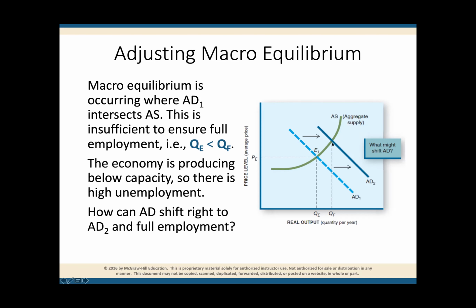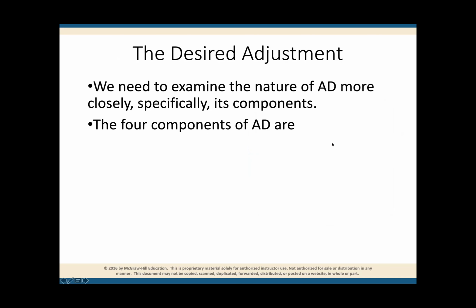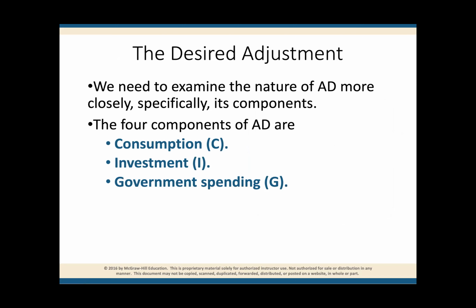So again, we're trying to understand how the government can manipulate these components. So what are the components of the aggregate demand? Well, we have consumption, right? Investments, government purchases, and net exports. So let's continue with consumption.